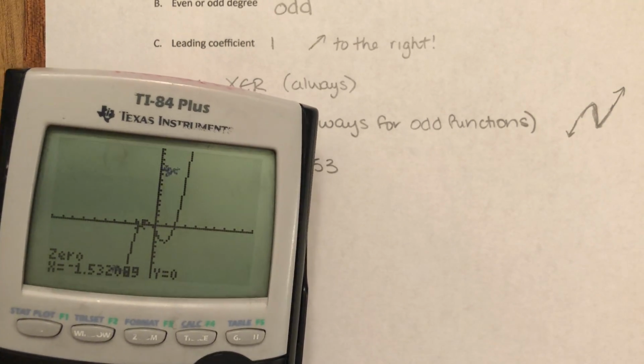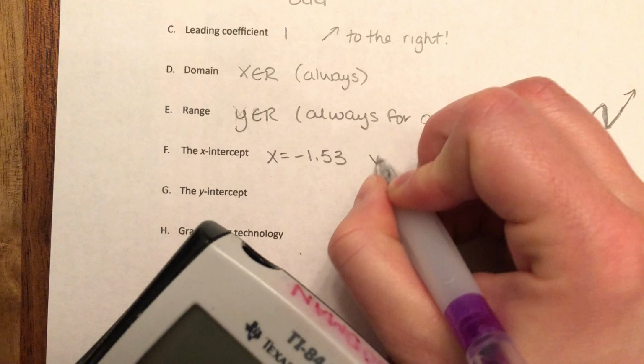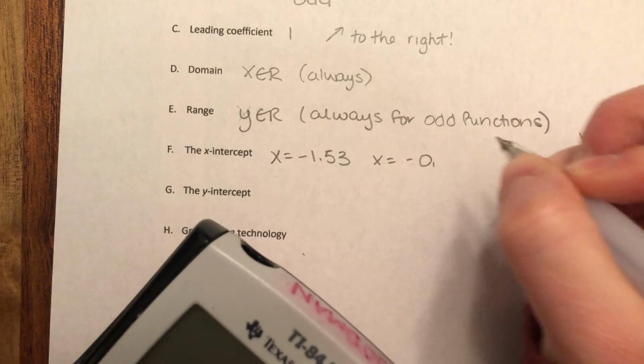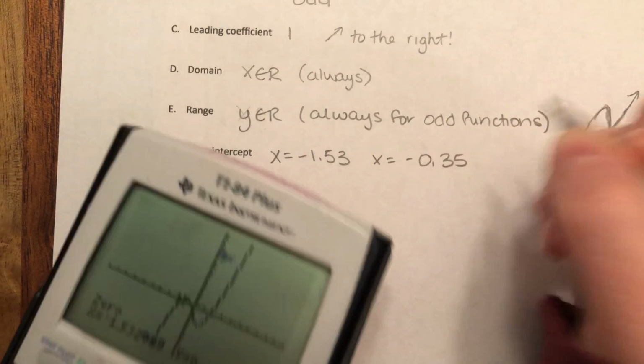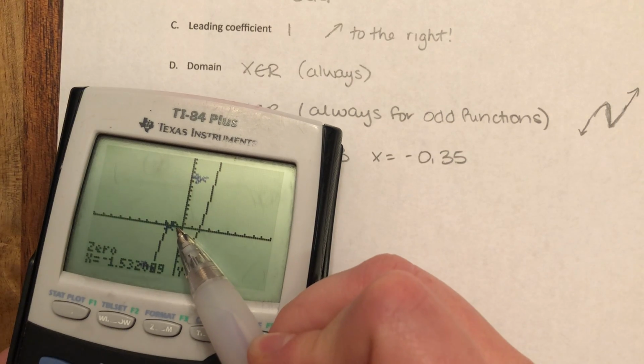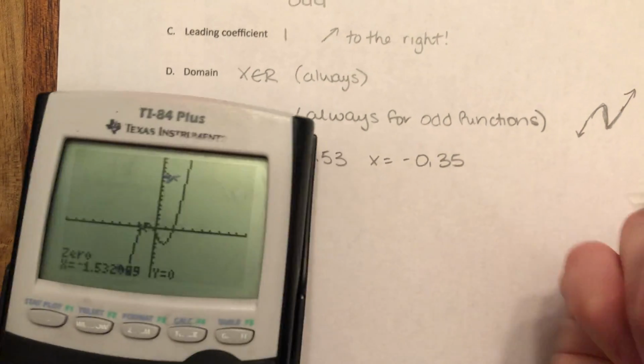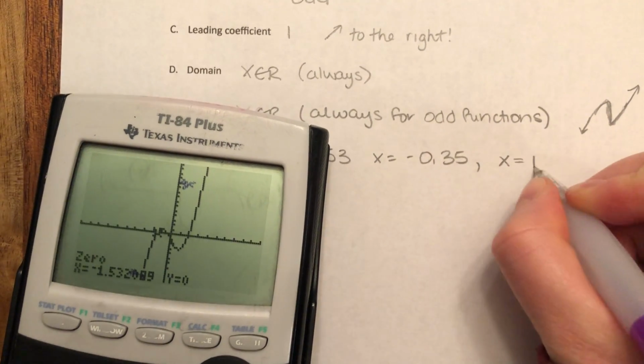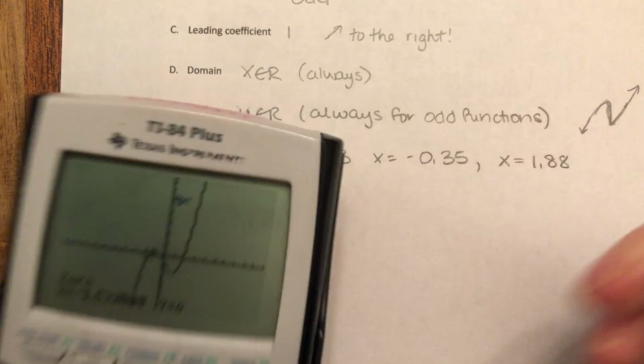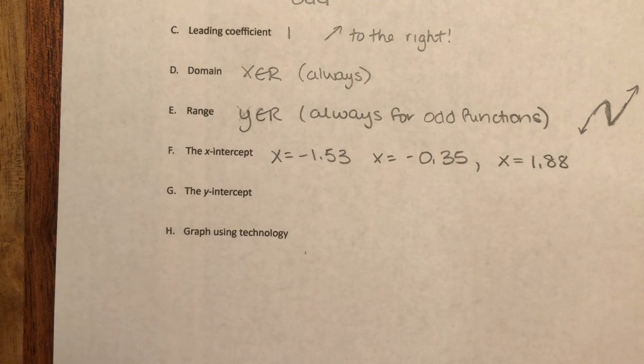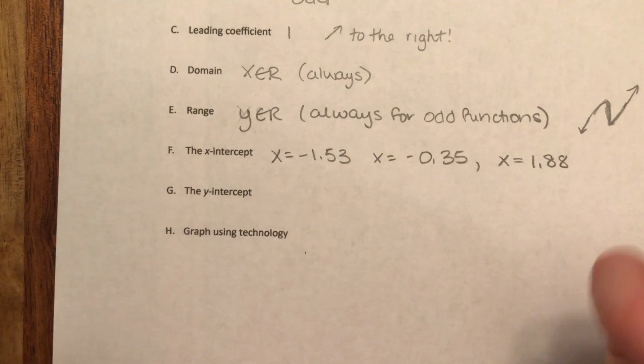You're going through that same process. X is negative 0.35. So you can see how another one is just to the left of that y-axis, so another negative one. And then x is 1.88. So I just rounded them all to the nearest hundredth, which is kind of standard if it doesn't say what to round to.